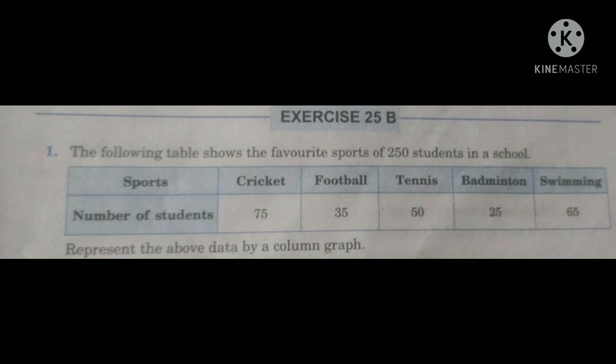See, this is exercise 25B, first problem. The following table shows the favorite sports of 250 students in a school. In the school they conducted a survey on the favorite sports of different students and collected this data. Based on this we have to draw a graph. On the horizontal line we take what we are testing, the sports. On the vertical line you mention the number of students who have cricket or football or anything as favorite sport. This is the way you construct a bar graph.